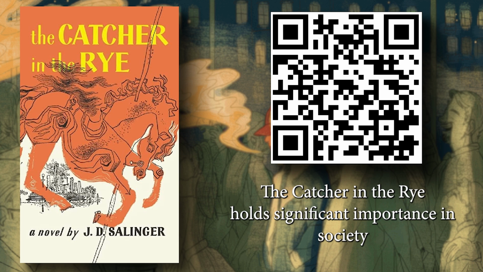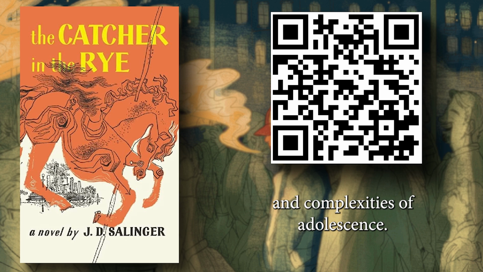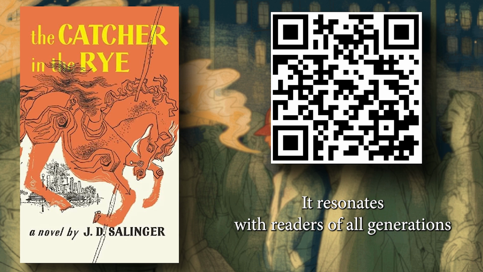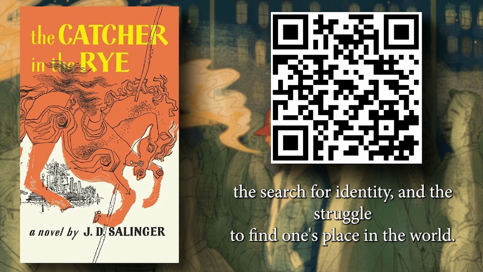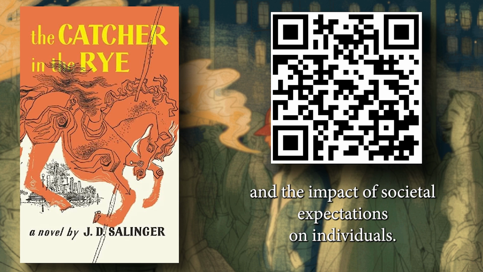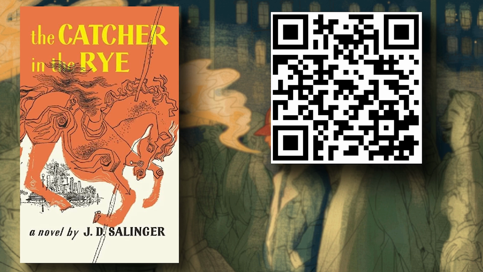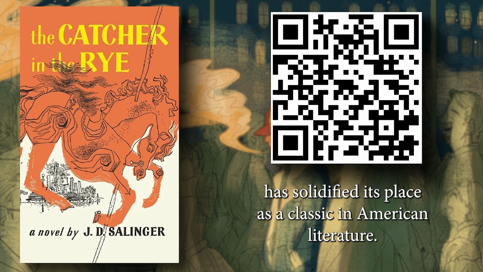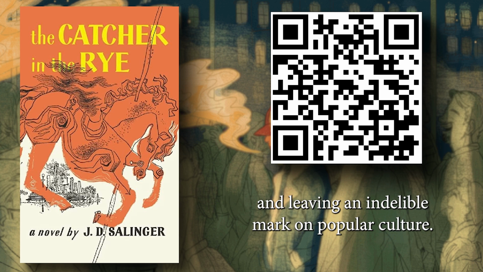Importance in society and culture. The Catcher in the Rye holds significant importance in society and culture due to its timeless exploration of the challenges and complexities of adolescence. It resonates with readers of all generations, as it touches upon universal themes such as the loss of innocence, the search for identity, and the struggle to find one's place in the world. The novel has sparked discussions about mental health, authenticity, and the impact of societal expectations on individuals. Its honest and raw portrayal of teenage angst and disillusionment has solidified its place as a classic in American literature, influencing subsequent generations of writers and leaving an indelible mark on popular culture.